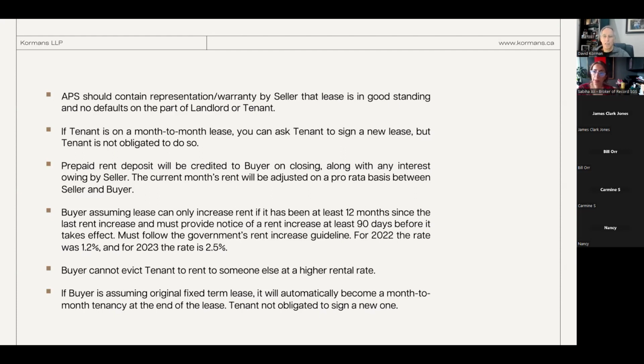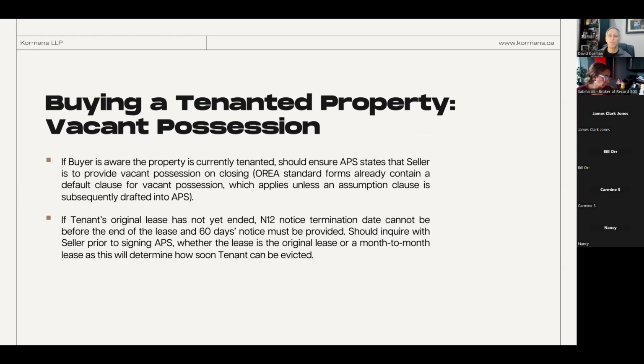So never advise someone to try and do that and take your chances, because you're basically giving advice to your client to commit a fraud and hope that you get away with it. So not a good idea to do. Okay. Now I mentioned, I think already, if a buyer's assuming a fixed term lease, at the end of that fixed term, that lease becomes a month-to-month tenancy. And again, there's no obligation for the tenant to sign a new one. They are entitled to stay on a month-to-month basis unless the parties agree to a new lease, which they could. So there's always an opportunity to negotiate that, but there's no requirement for a tenant to do that.